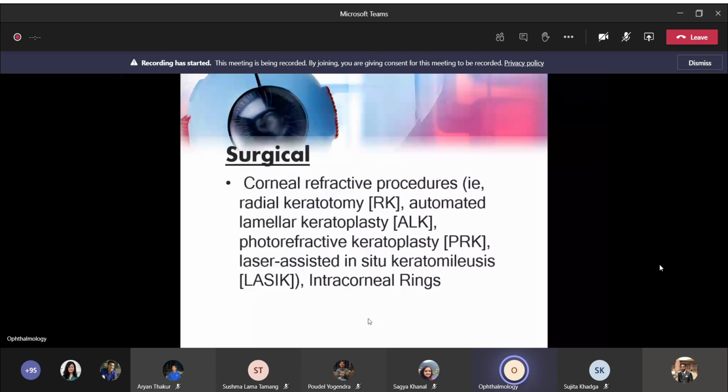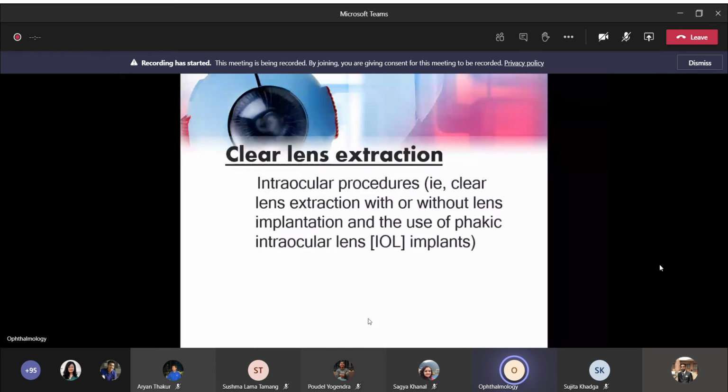So these are the pictures of clear lens extraction. Clear lens extraction means extracting the clear lens with or without lens implantation, and the use of a phakic intraocular lens. This means if an individual has minus 20 diopters of refractive error or myopia, we do not need to put minus 20 diopters in a contact lens or spectacle. What we have to do is just extract the lens clearly. That is called clear lens extraction.